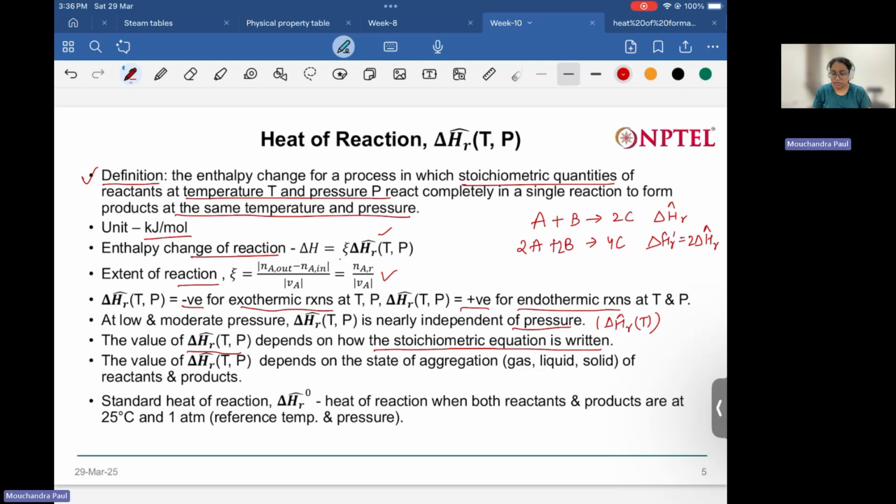Then, since the heat of the reaction is a state function, it depends on the state of the reactants and the products, whether it is a gas or liquid or a solid. And if you are given the heat of the reaction at a reference state of, let's say, 25 degrees Celsius and 1 atm, then this will be called the standard heat of the reaction, right?